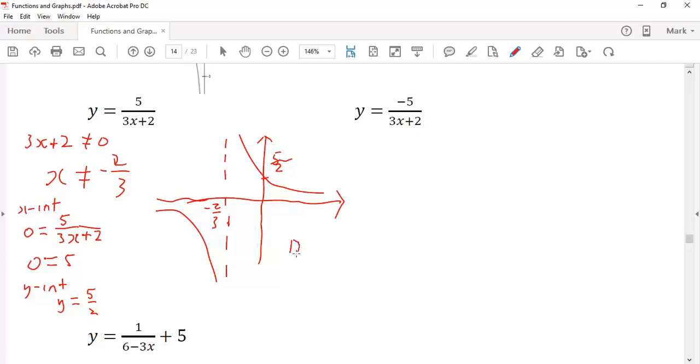The domain for this graph is all real x except where the asymptote is. So, x cannot equal negative 2 over 3. And the range is all real y except y cannot equal 0.